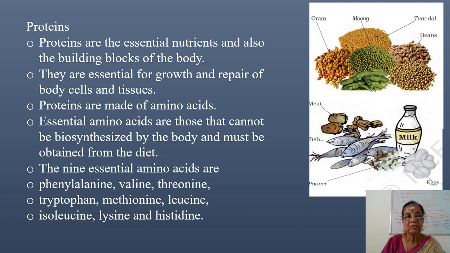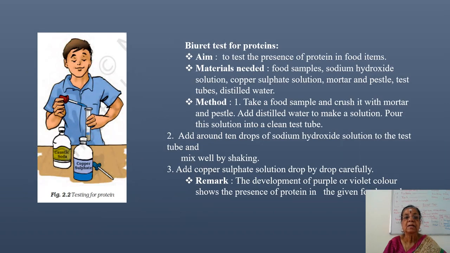So these are the essential amino acids. I hope you understand. Again, non-essential amino acids can be synthesized by our body, whereas essential amino acids cannot be synthesized by our body, so they have to be obtained from the diet. The next one, we have done an experiment for protein, the biuret test.